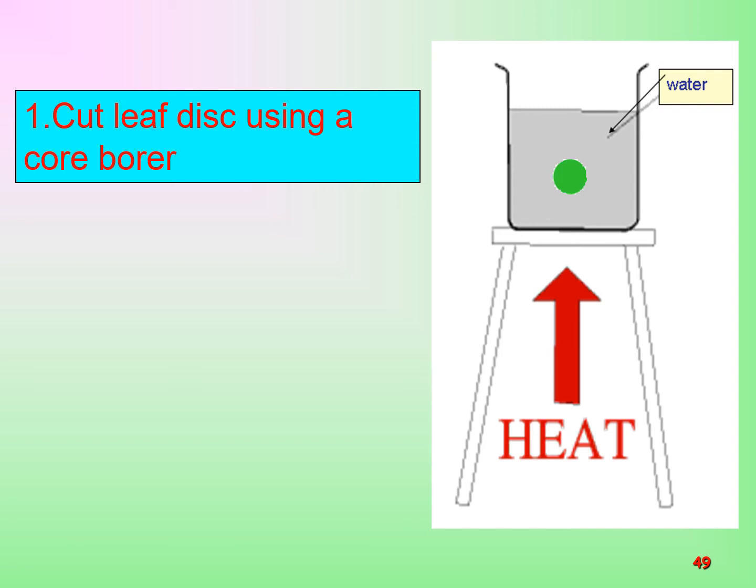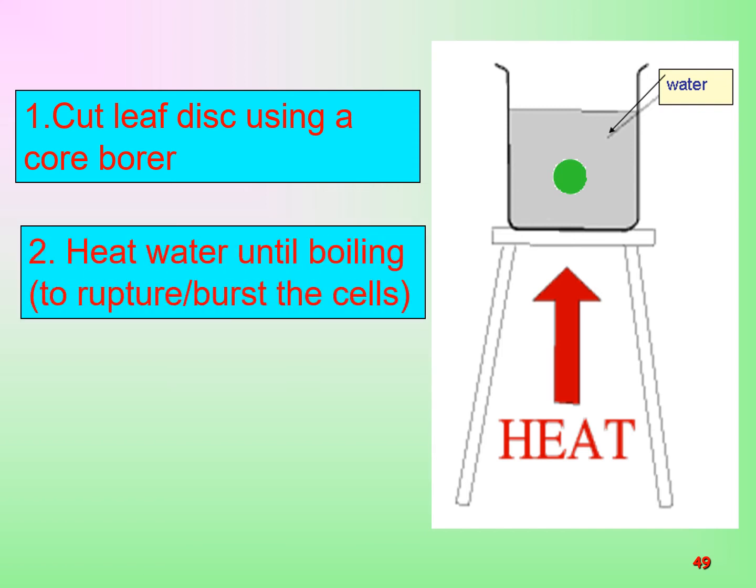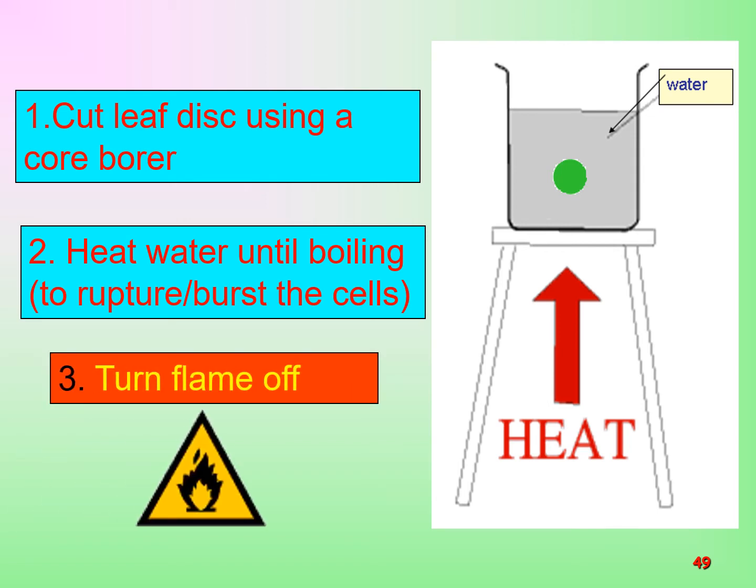I'm going to cut a leaf disc using a cork borer, put it in water, and I'm going to boil it. Because what the boiling does, it really bursts the cell wall, it damages the cell wall, it gets rid of the cellulose. And that is important at this stage. And then we turn the heat off, because what we're going to do is treat the leaf with ethanol and alcohol. Now we know that alcohol and flames don't go well together.